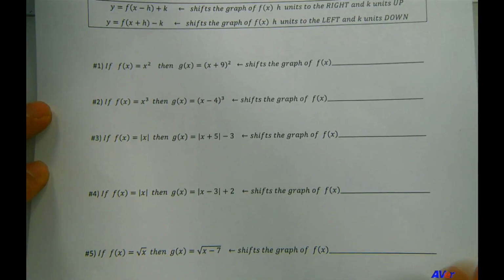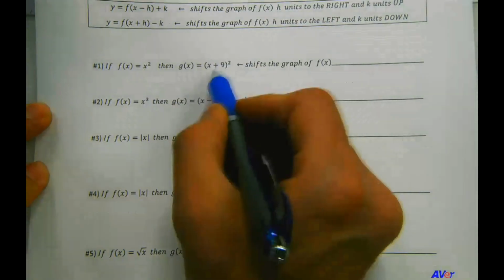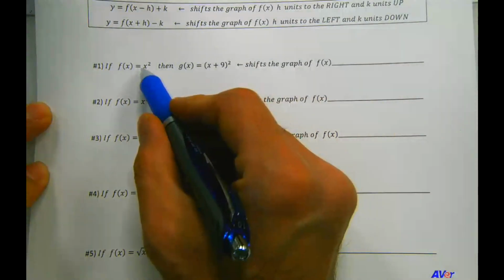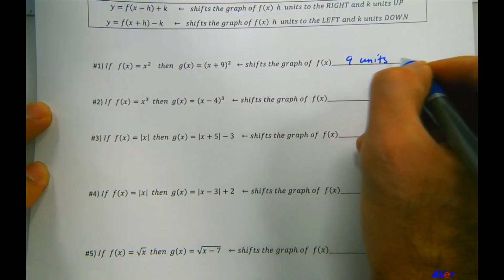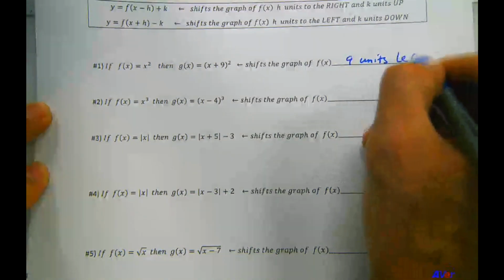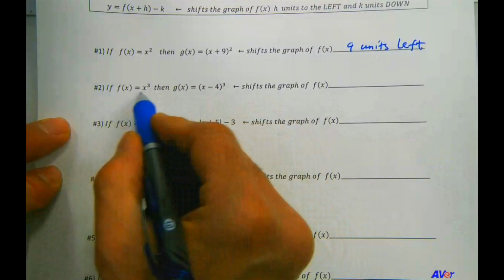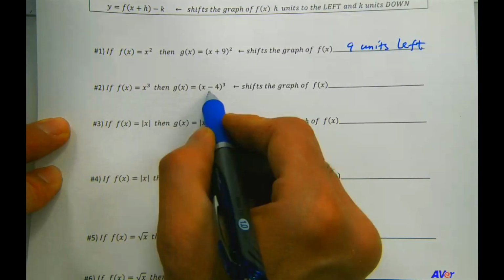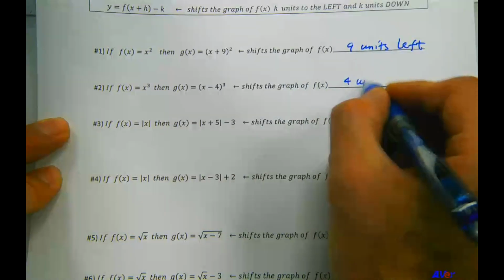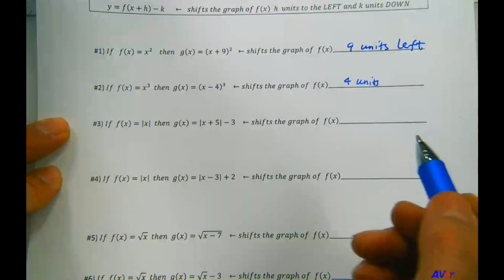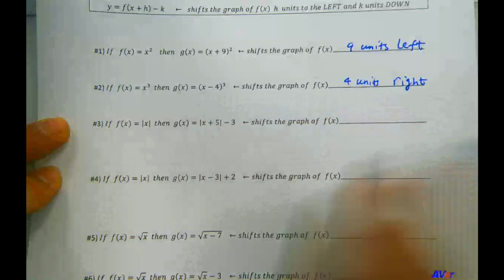And now you're back. So the first one, if we have the basic quadratic function x squared, then g of x shifts the graph of f of x 9 units right or left. Which one? Left, because h must have been minus 9. The cubic function, given the basic cubic function, g of x shifts the graph of f of x in which way? 4 units. Which way? Left or right? Right, because h must have been positive 4. So it's moving 4 units right.